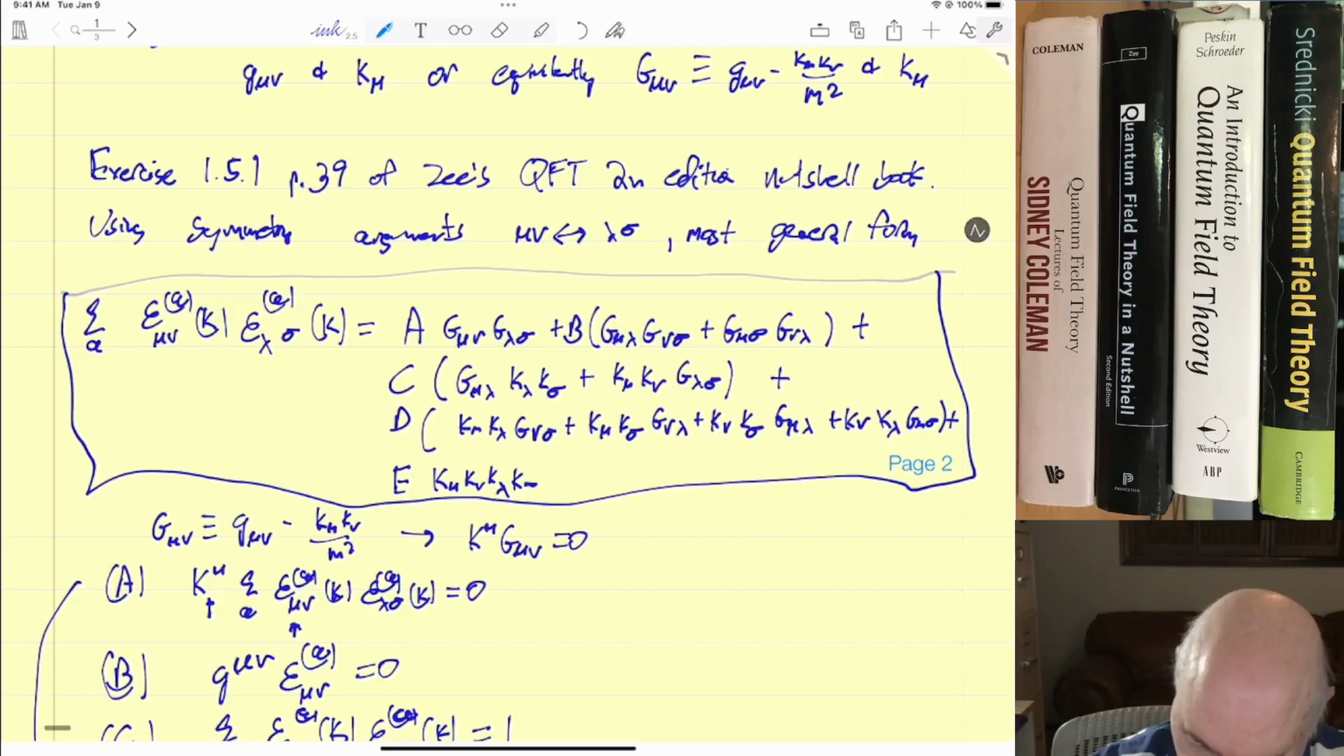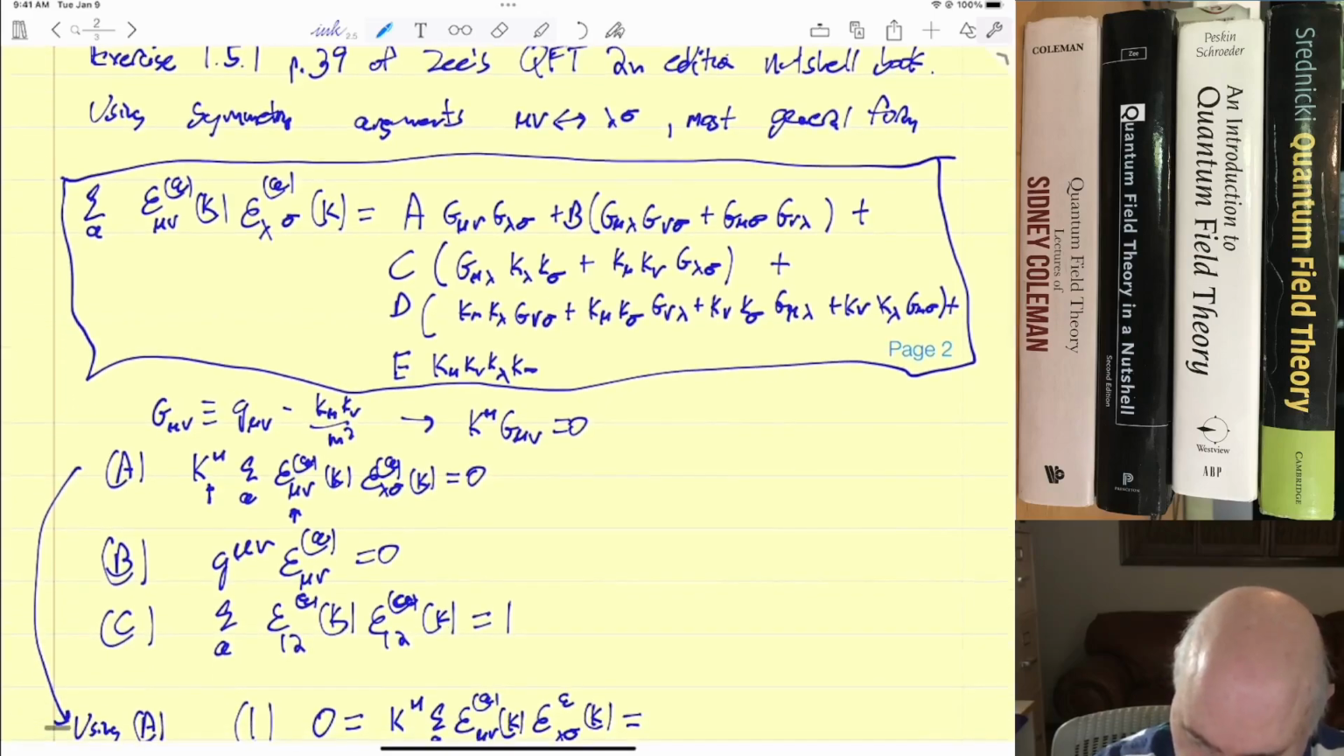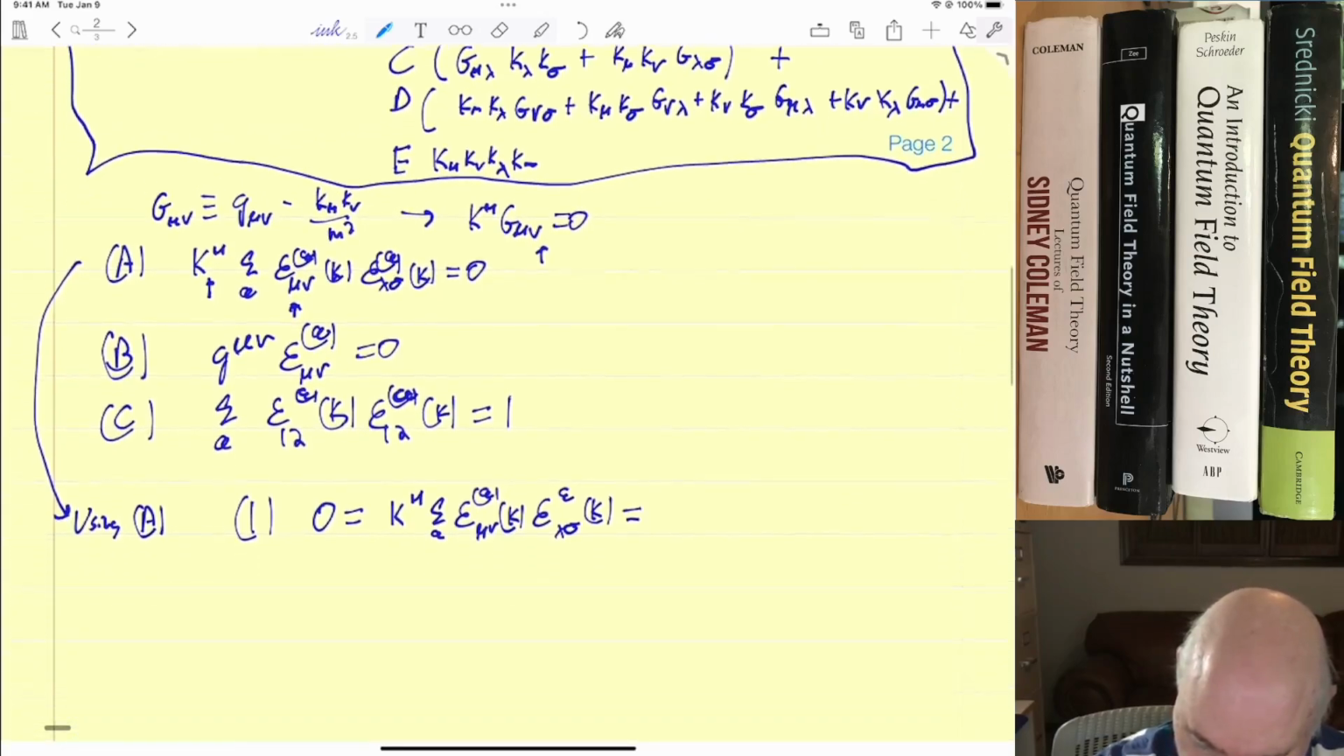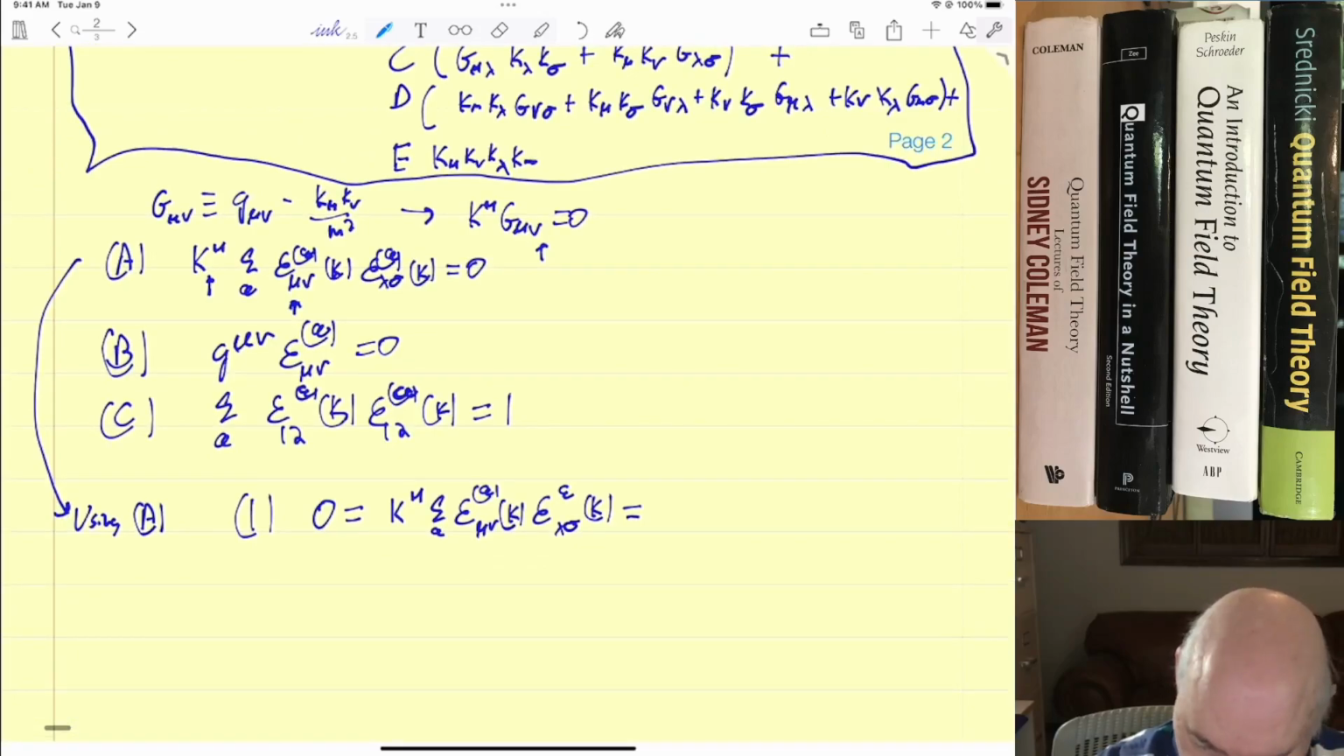Okay, so if I multiply this by k mu, I know that k mu g mu nu is equal to 0, so that kills term A. And term B is also killed. The first term, k mu g mu lambda and k mu g mu sigma, are both killed. So A and B are killed right away, and we're left with C.